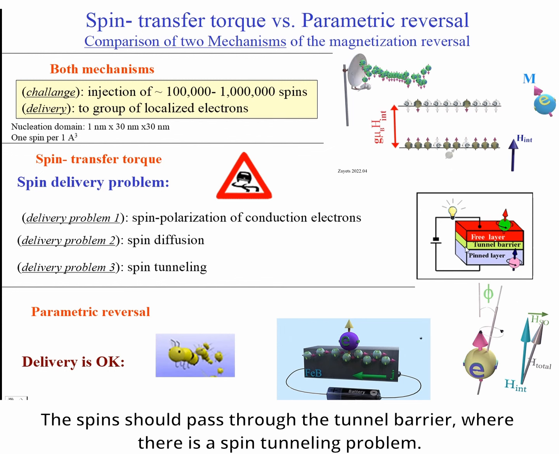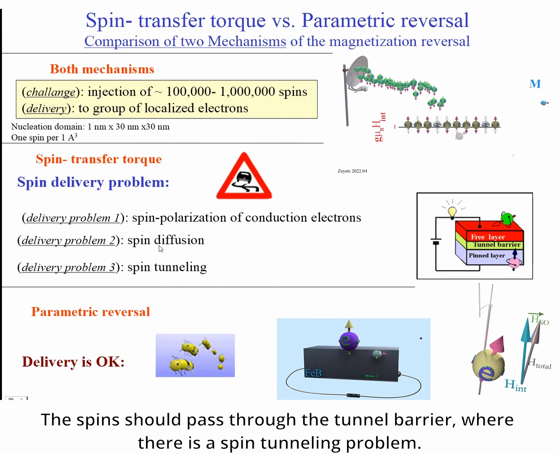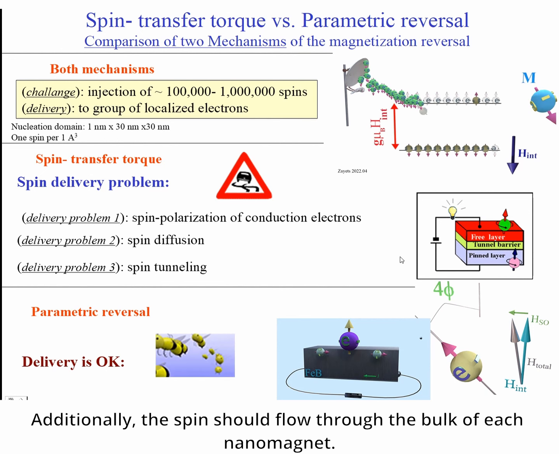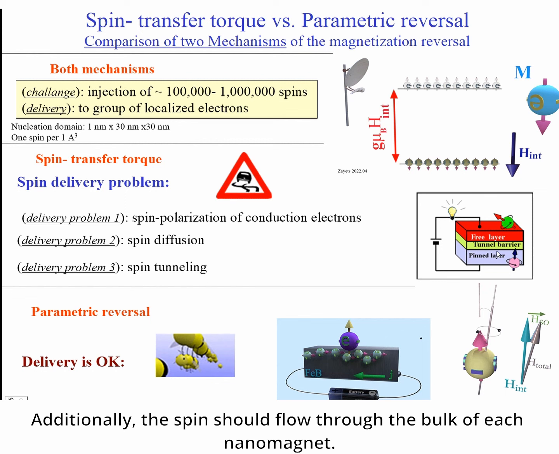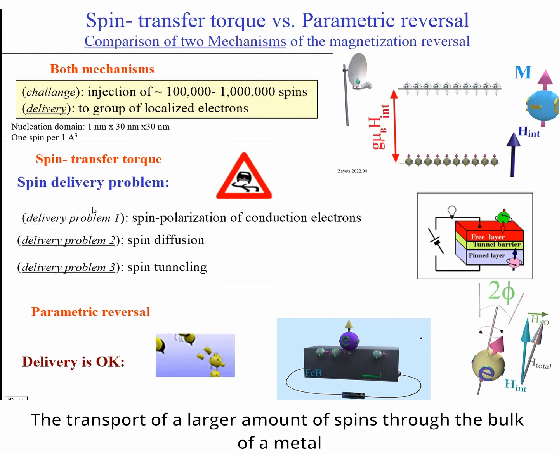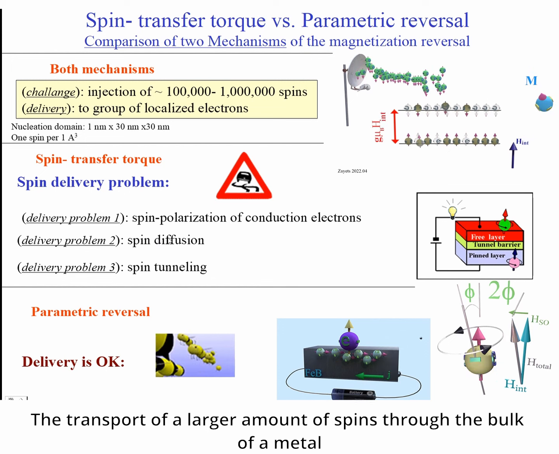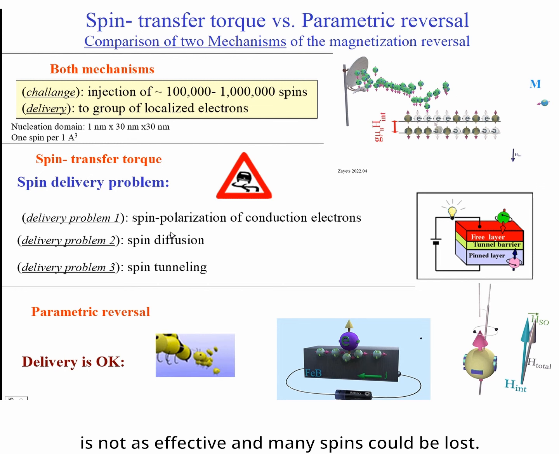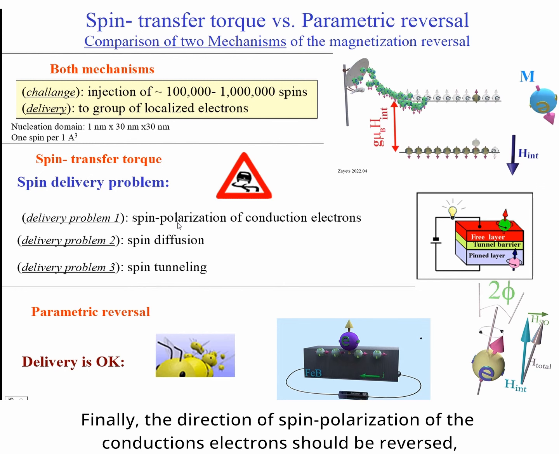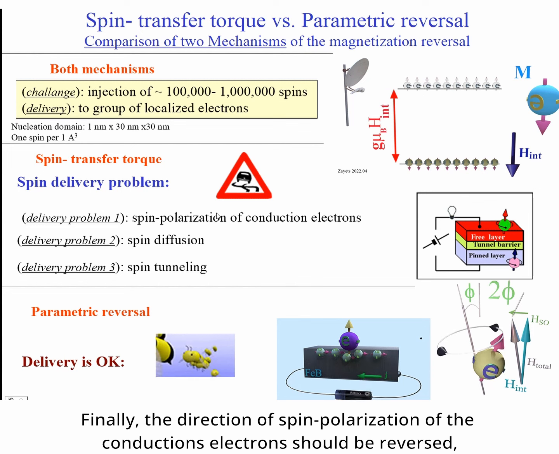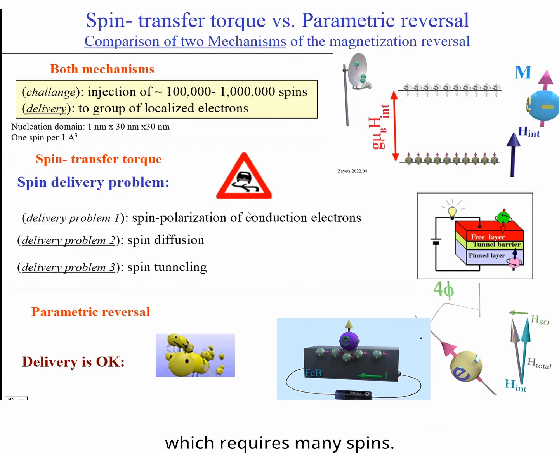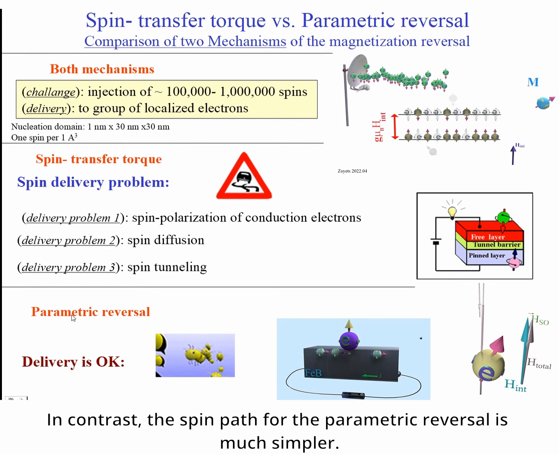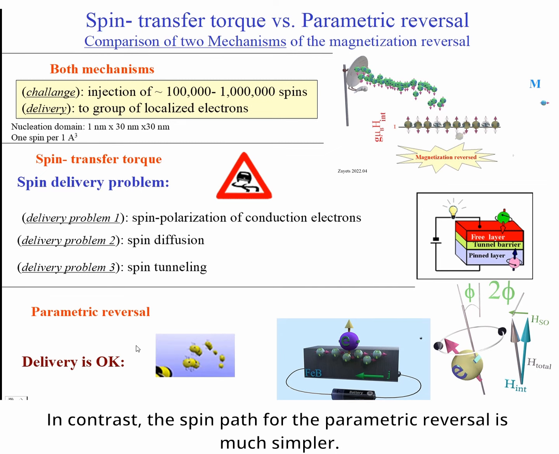The spin should pass the tunnel barrier, where there is a spin tunneling problem. Additionally, the spin should flow through the bulk of each nanomagnet. The transport of a large amount of spin through the bulk of a metal is not as effective, and many spins could be lost. Finally, the direction of the spin polarization of conduction electrons should be reversed, which requires many spins. In contrast, the spin path for the parametric reversal is much simpler.